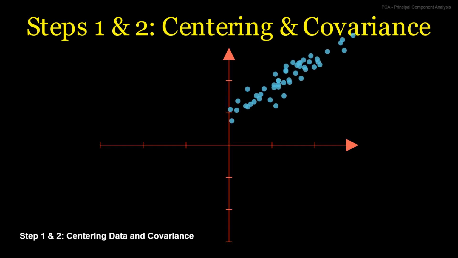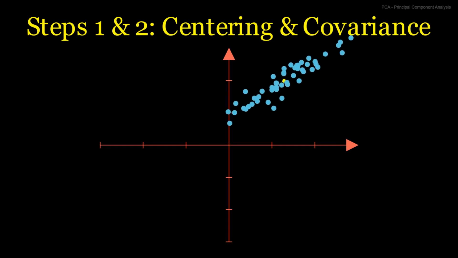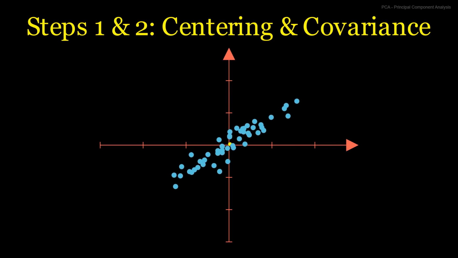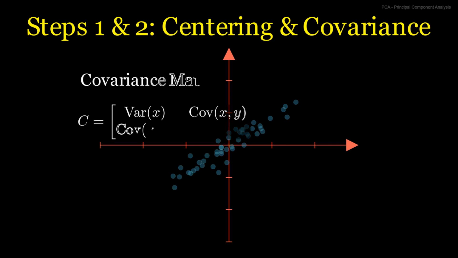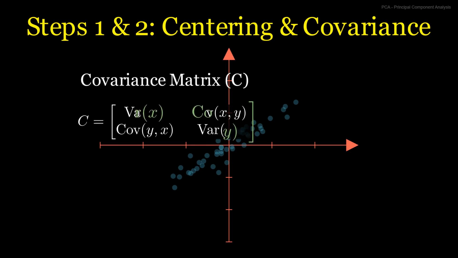The first step is to center the data, meaning we subtract the mean of each feature so that the data is centered around the origin. This ensures that the principal components are solely dependent on the variance and covariance. Next, we calculate the covariance matrix, which tells us how much each feature varies from its mean and how each pair of features varies together.